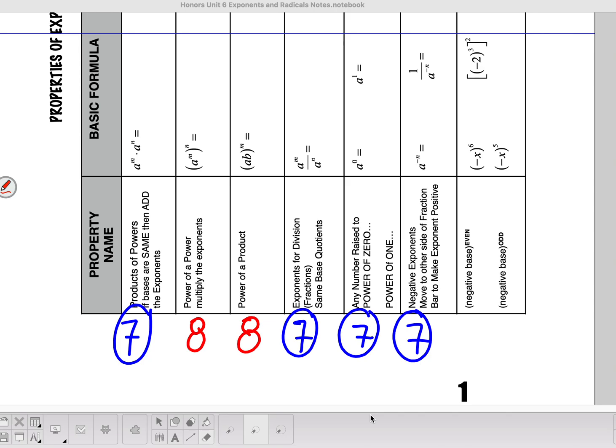Through the basic introduction into properties of exponents. Most of this will be a review from 7th grade, so I'll go rather quickly through this. I'm unable to rotate the notes, so I think you can follow along the way that it's presented right here.